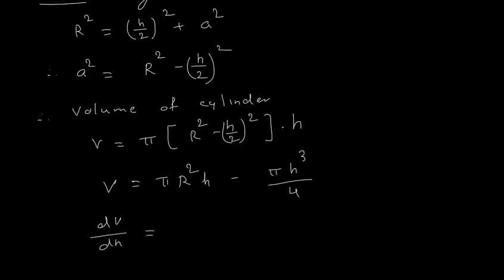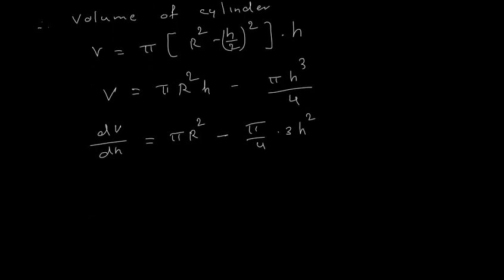So when I differentiate with respect to H, I will have pi R square minus, here when I differentiate with respect to H, this is pi upon 4. The derivative of H cube is 3H square. So dV upon dH is pi R square minus pi upon 4 times 3H square.